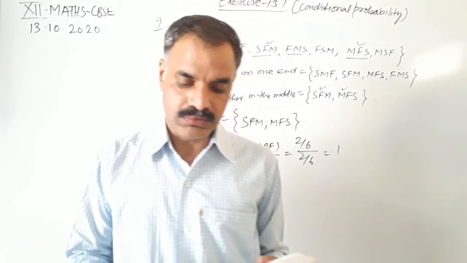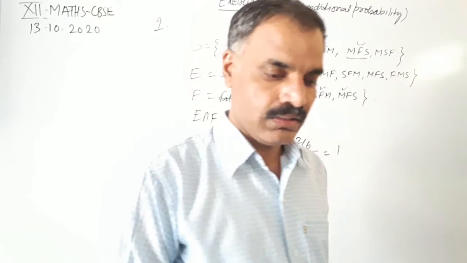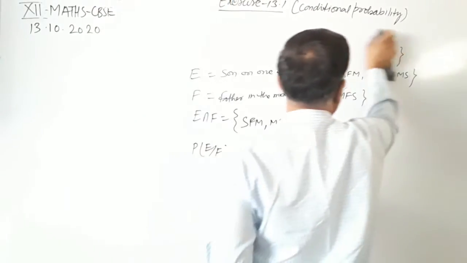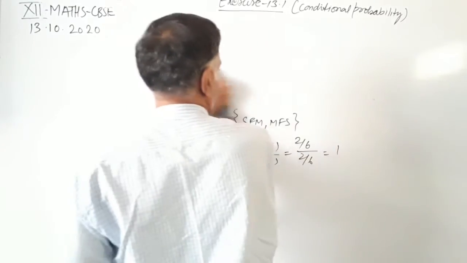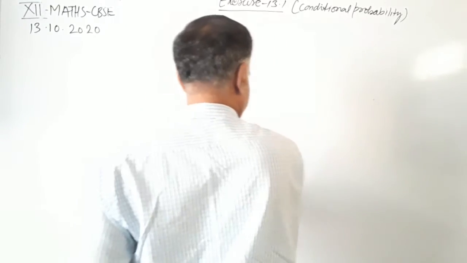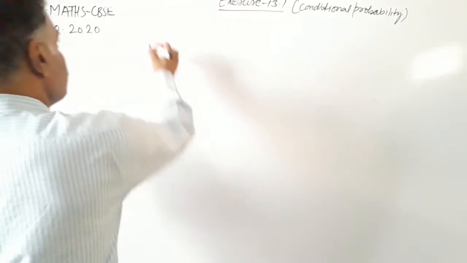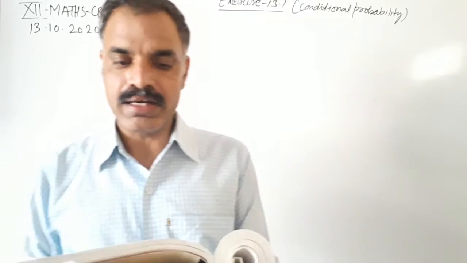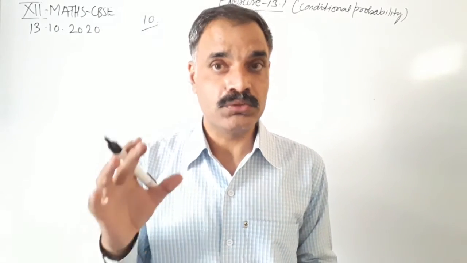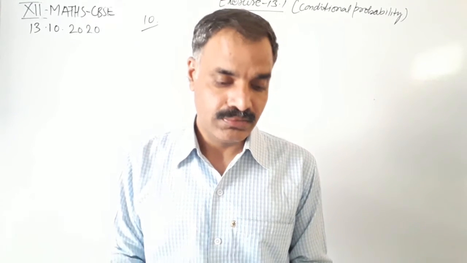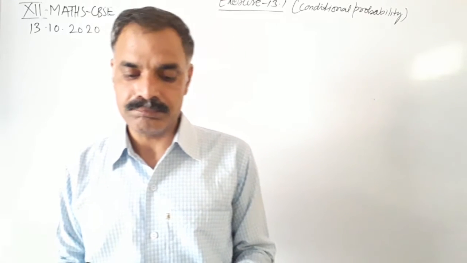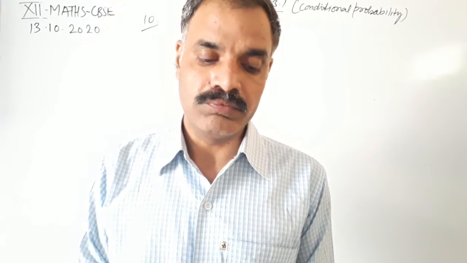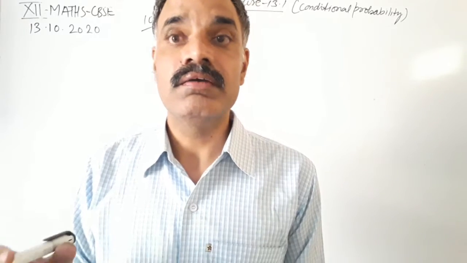Now question number 10. We will solve question number 10. It is given that a black and a red die are rolled. Means we have been given two dice, a black die and a red die. Find the conditional probability of obtaining a sum greater than 9, given that the black die resulted in a 5.